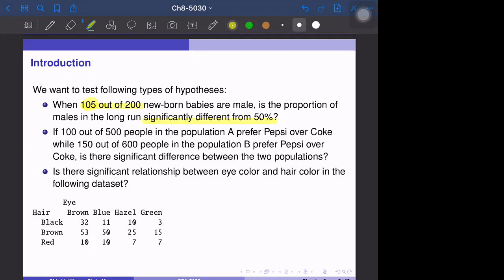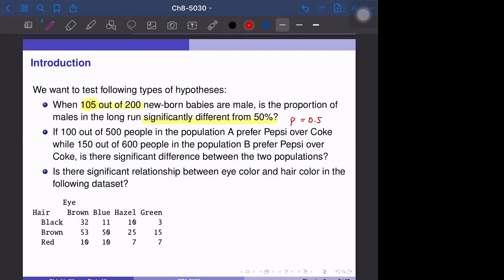So maybe you know the answer. Actually, we have more male babies for humans, probably because the male is weaker, I mean biologically. So we want to answer this question. And the first one, statistically speaking, we are testing whether some value p is equal to 0.5 or not. We are testing this hypothesis. Okay, so the second question.